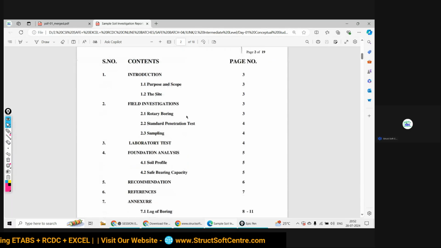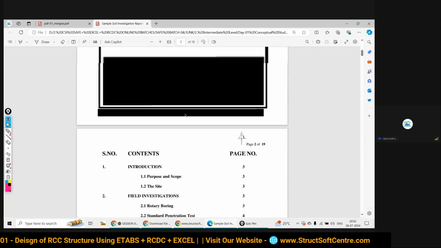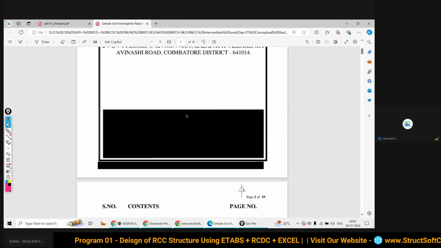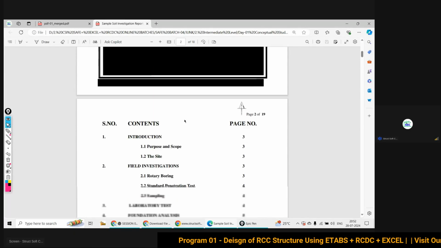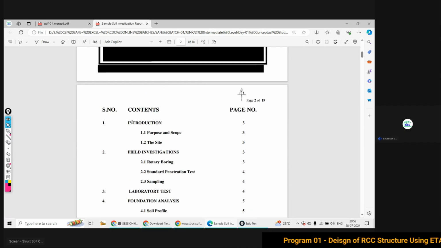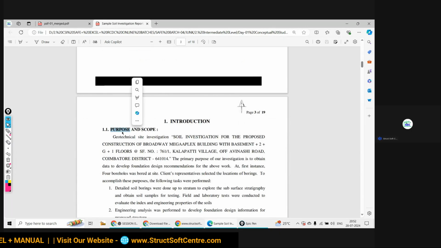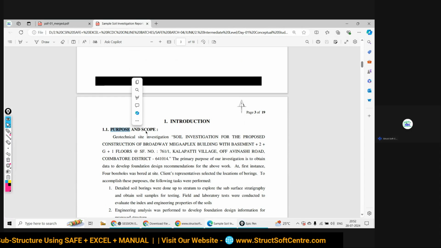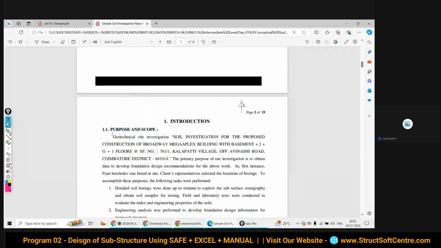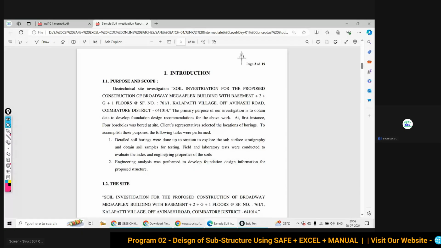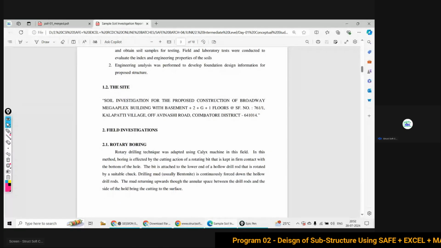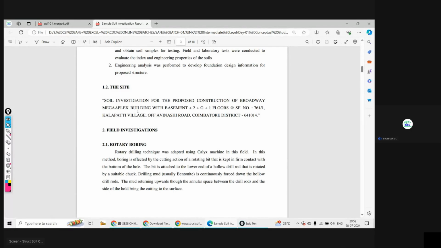Okay, every piece of information specific to your project will be given here. Then the index will be there, the content index. Thereafter, the introduction, as I told you, will have the purpose and scope. Purpose means your aim, and the scope is what you are going to do. All of that is written there. Okay, you can read it out. And then the site location, the number of floors of buildings, and what type of building is there will also be written.